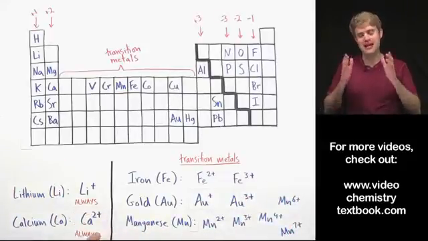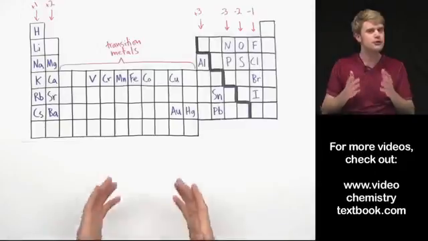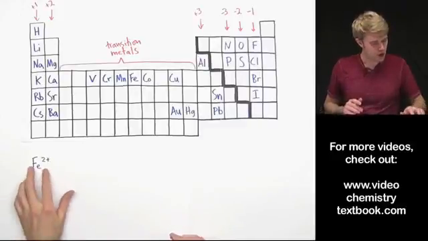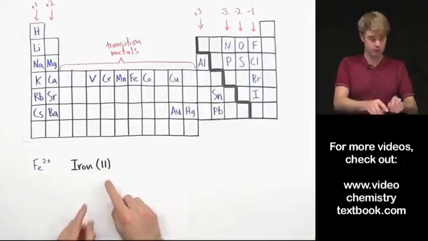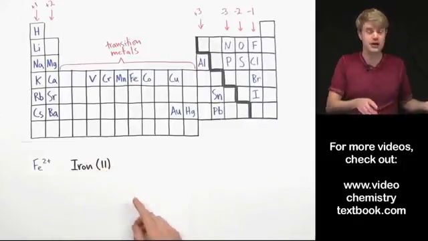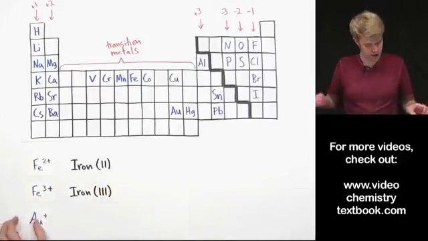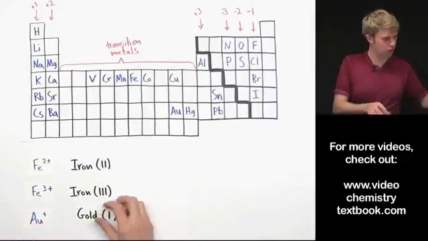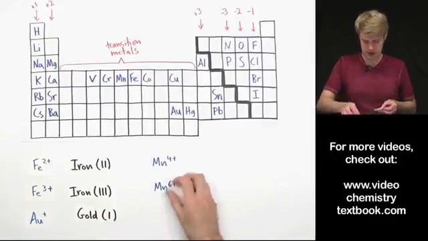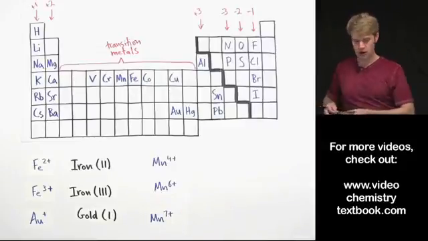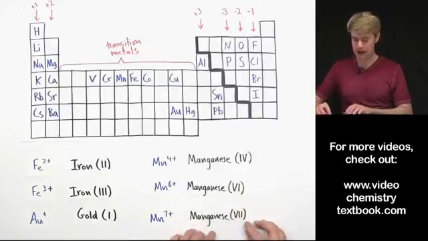Well, we have to use a naming system that uses Roman numerals. I'll show you what I mean. So using this Roman numeral notation, we call the Fe2+ ion iron(II), with a 2 in Roman numerals in parentheses. Iron 3+ is iron(III). Gold 1+ is gold(I). And manganese, for example, 4+, 6+, 7+, are written as manganese(IV), manganese(VI), and manganese(VII).